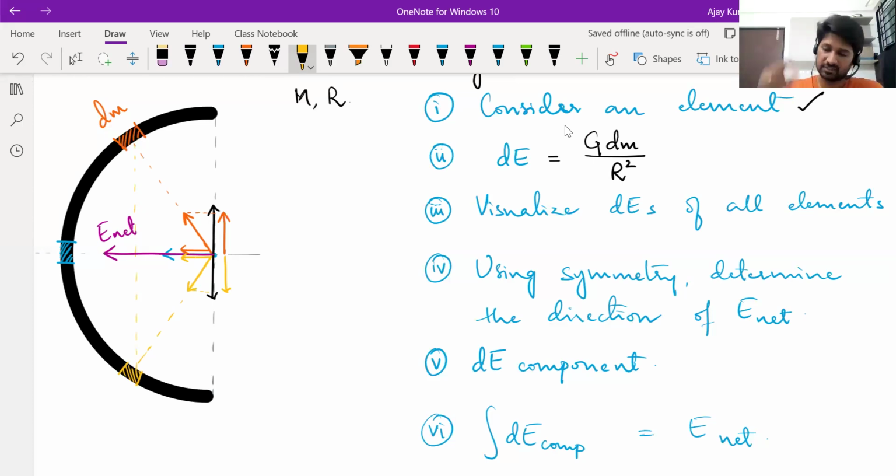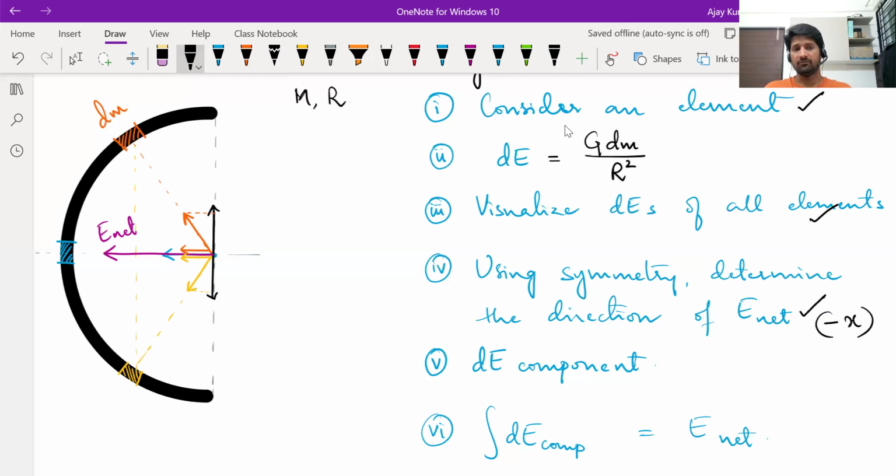except these extreme ones, the black ones. Their y components will get cancelled, and x components will all get added up. So visualizing dE of all elements is done. Using symmetry, determine the direction of net field, that is also done. Net field will be in the negative x direction.